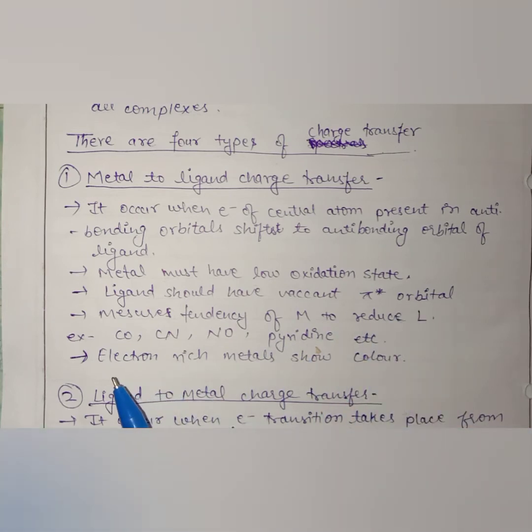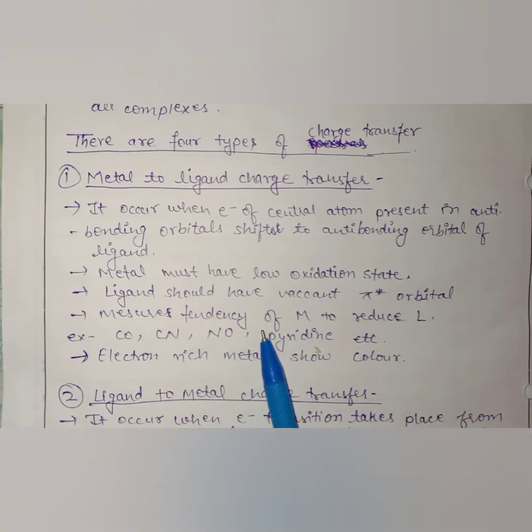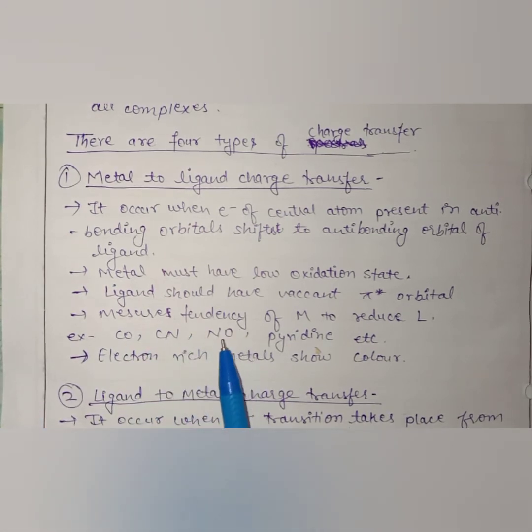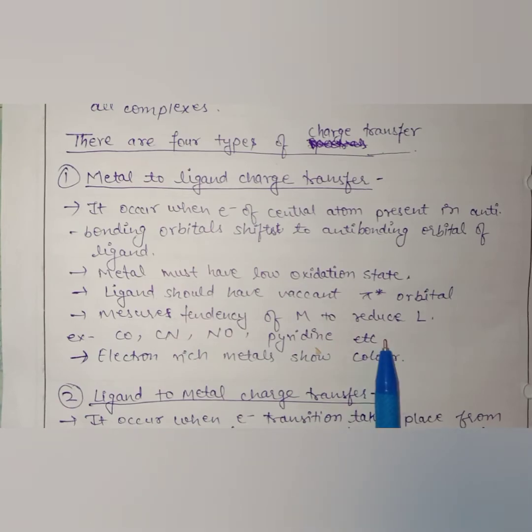And the main thing is that electron rich metals show color due to metal to ligand charge transfer, because there is a small energy gap and they show color. There are some examples of metal to ligand charge transfer: CO, CN, NO, pyridine, etc.